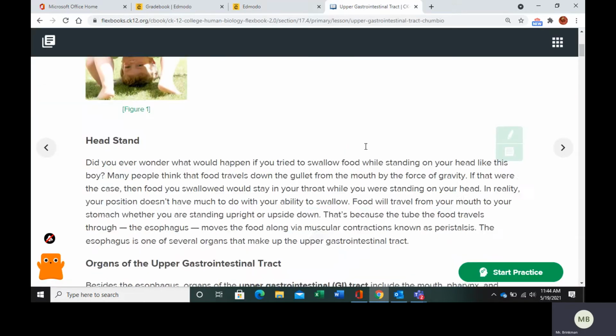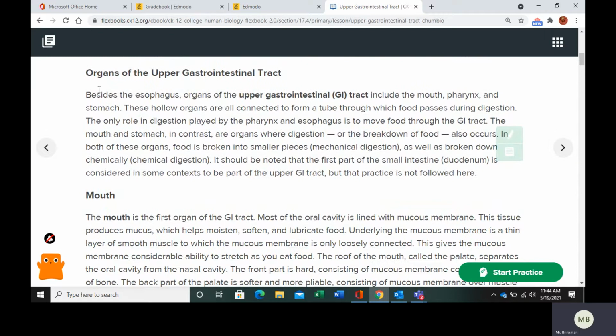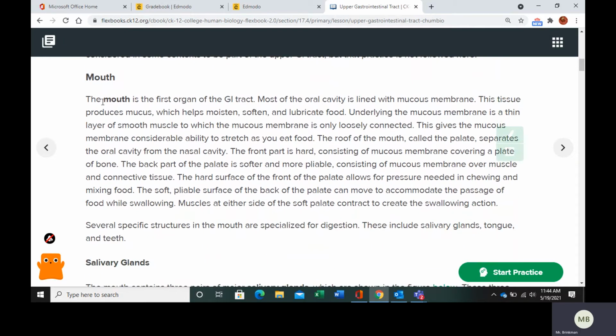So let's get into this. Besides your esophagus, organs of the upper GI tract include the mouth, pharynx, and stomach. The mouth is the first organ of the GI tract. Most of the oral cavity is lined with mucous membrane. This tissue produces mucus, which helps moisten, soften, and lubricate your food, which makes it easier to digest.